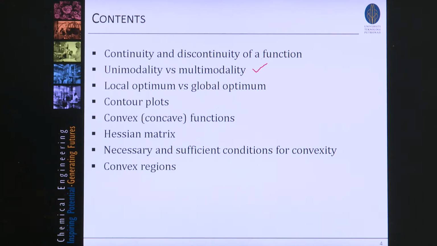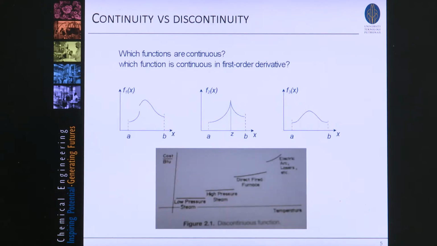So we have that Mount Everest example. We see many optimum points. That's what we call multimodality. And if we have only one optimum point, we call it unimodality. Related to that is then the global optimum point and the local optimum, which you have seen, and then contour plots. It is symbolized perfectly by the Himalayan mountain. And then convex and concave functions. Why do they matter? It's the Hessian matrix, and then necessary and sufficient conditions for convexity and the convex region.